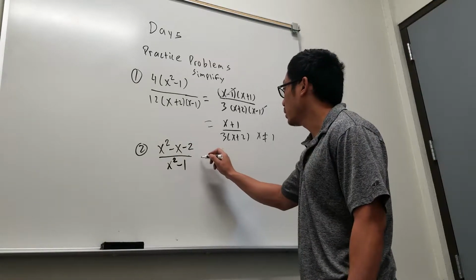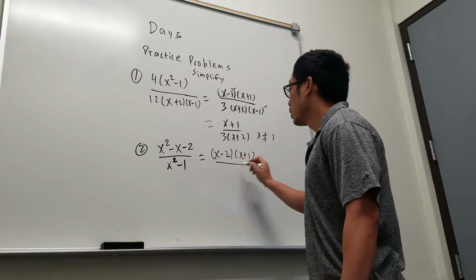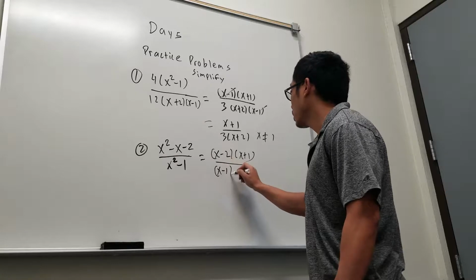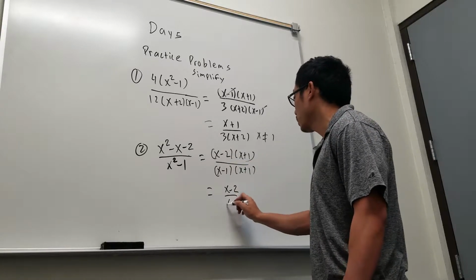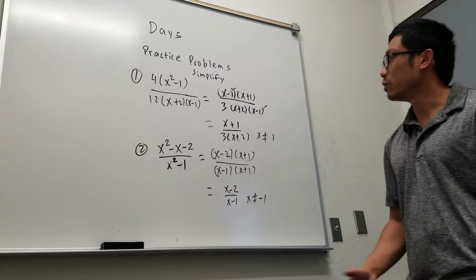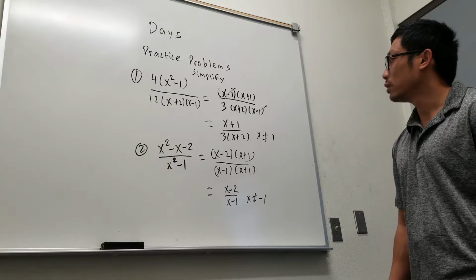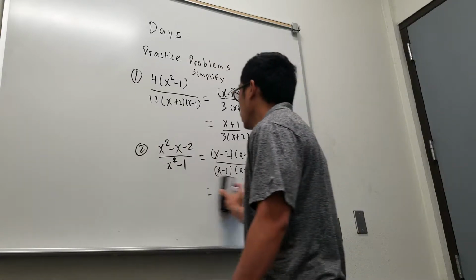We just simplify. This one is going to be x minus 2, x plus 1, and this is going to be x minus 1, x plus 1. As you notice, x plus 1 cancels. You have x minus 2 over x minus 1. And then x cannot equal negative 1. There you go. Voila. So we just simplified.